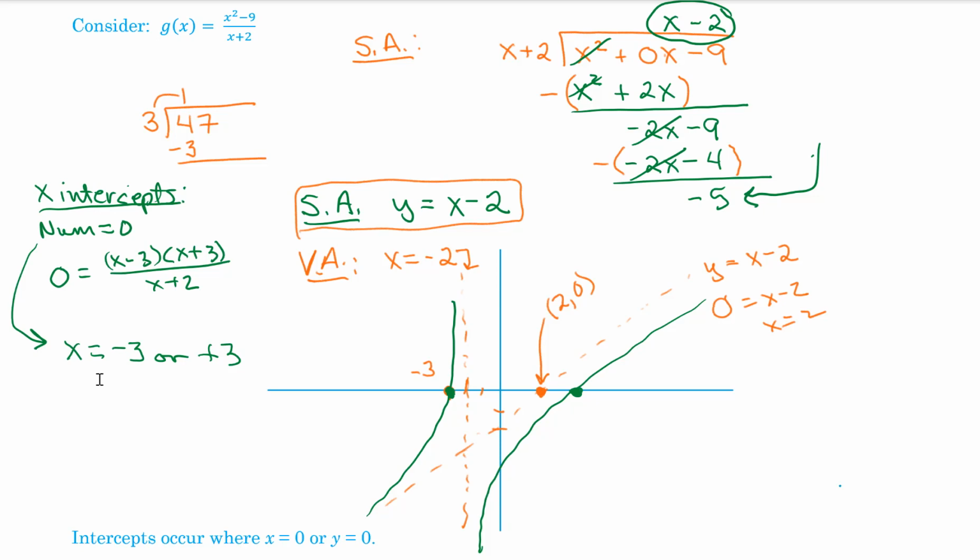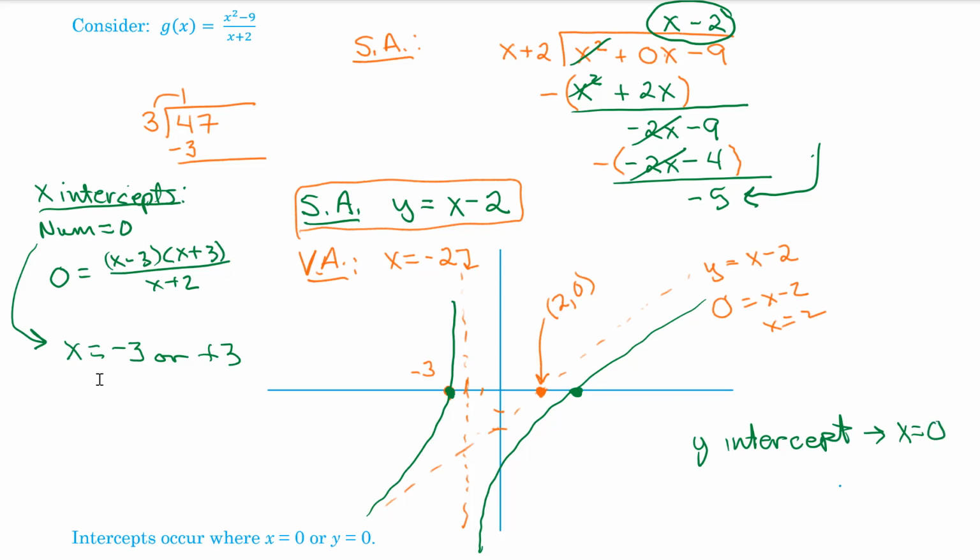Okay. So one of the things we want to consider is where does the graph intersect the x-axis? That means where does y equal 0? We also want to consider where does it intersect the y-axis, the y-intercept? Well, remember, the y-intercept means it's hitting the y-axis, but that just means x equals 0.